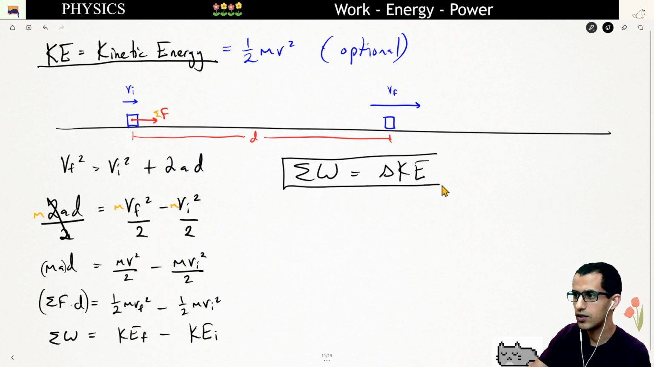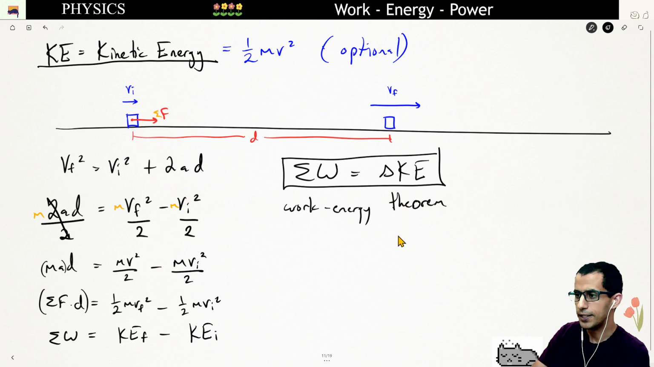This equation is actually called the work energy theorem, which can come in handy sometimes. It tells us that if the net work on an object is 0, then we should expect 0 change in kinetic energy.